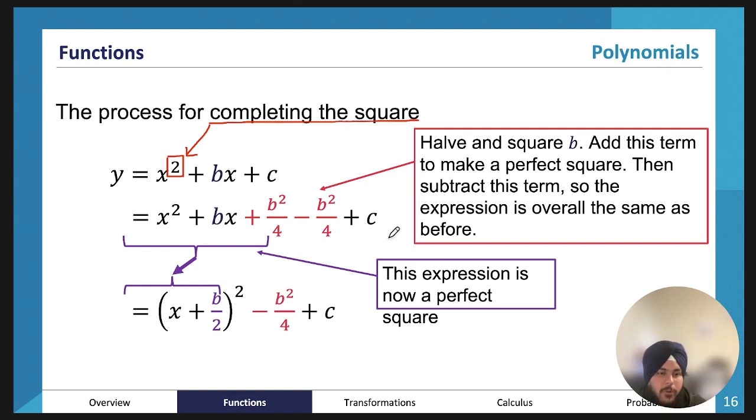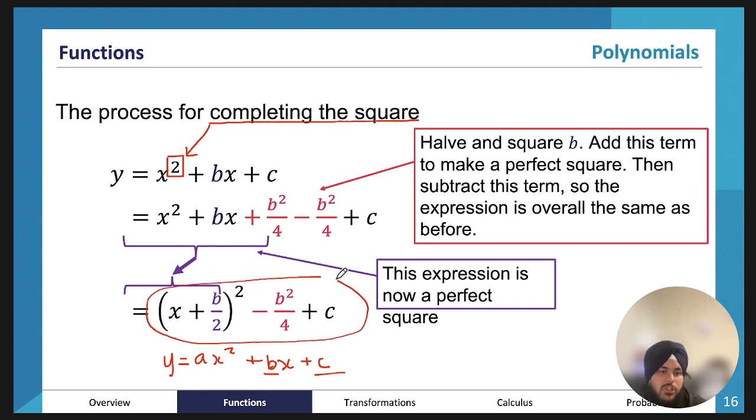So here we have a turning point formula. It's just going to be (x plus b over 2) squared minus b squared over 4 plus c. So what is b and what is c? Well, if you have a polynomial function in the expanded form, y equals ax squared plus bx plus c, the coefficient in front of the x and the constant are going to be your b and c. So essentially you can just put it into this formula and you should get your completed square value.